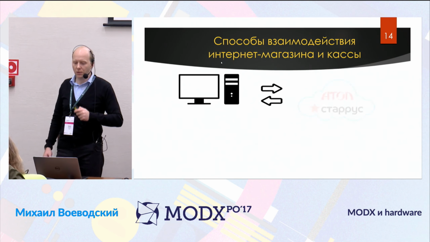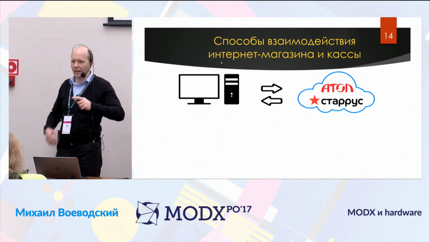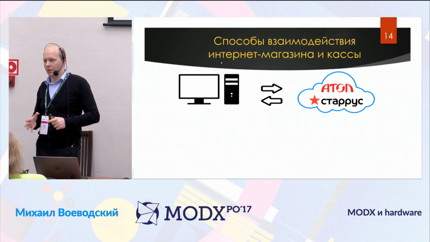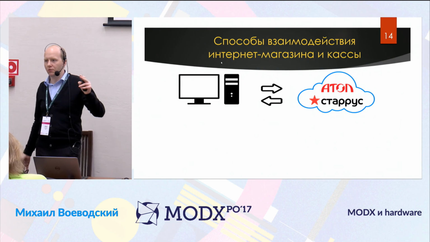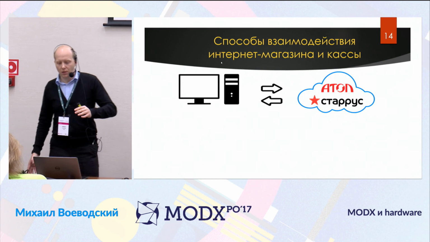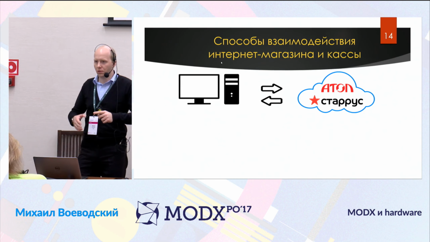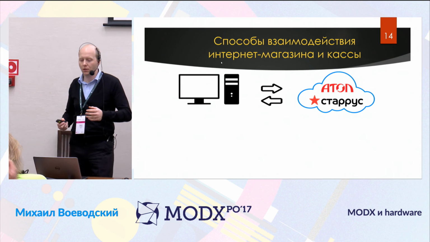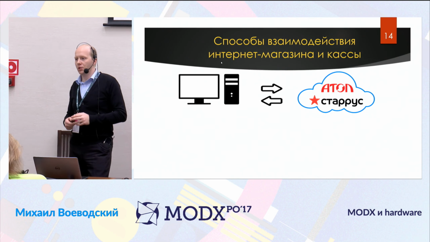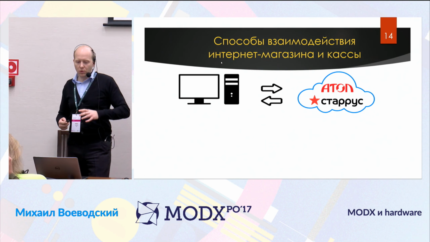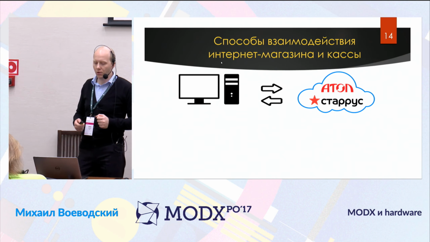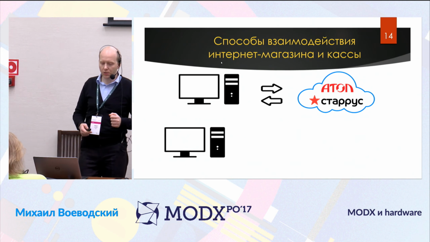The first option is interaction through a cloud service for cash register lease. These cash registers are located somewhere in data centers in big numbers, a so-called cash register farm, and accordingly the internet shop provides information that sales occurred, and those cash registers provide receipts themselves, and the internet shop owner doesn't even think about that. This is, on the one hand, a pleasant decision, but it has its minor points or nuances.